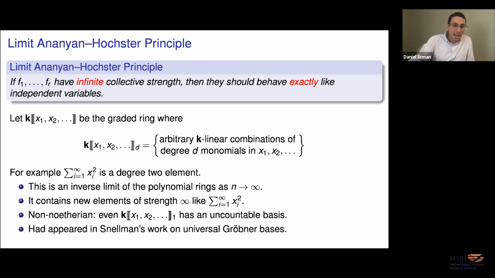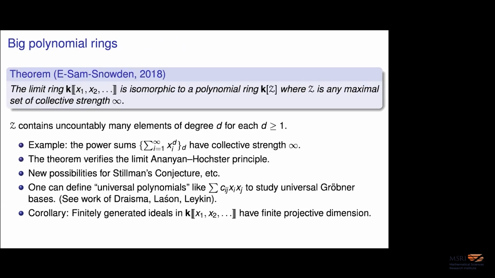All right. And so I want to use this ring to make sense of this limit Ananyan-Hochster principle. And actually, you know what? I should pause. This is a weird ring. People haven't seen it before. Let me pause for questions. Any questions? So it's like power series, but you let them go to the side instead of up. All right. No questions.